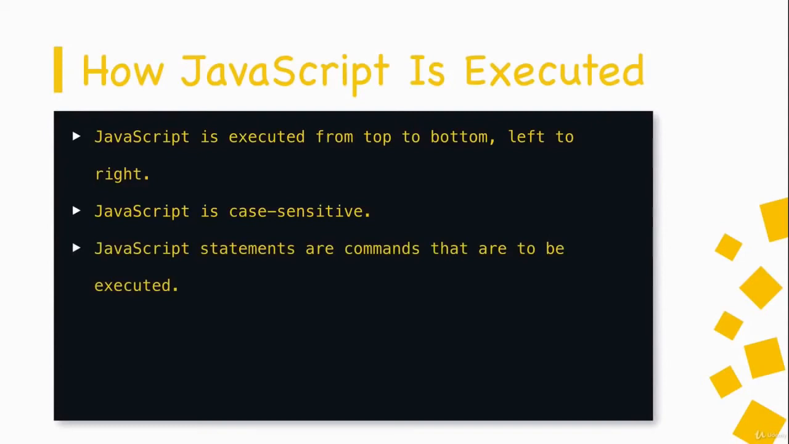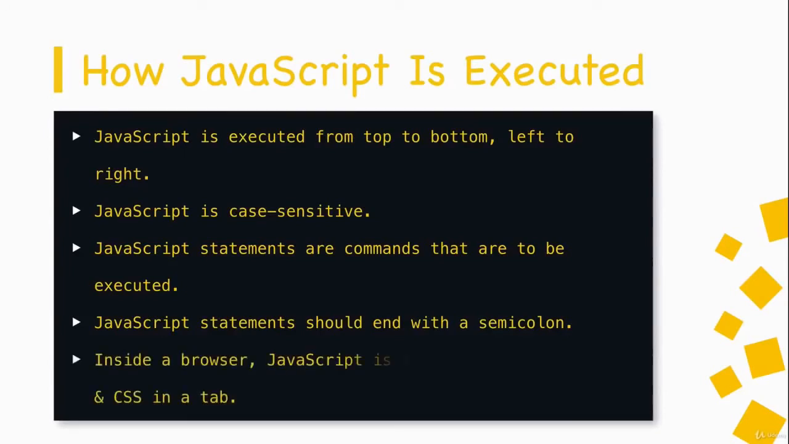JavaScript statements are actually commands that are executed by the browser or the interpreter. So in JavaScript, you can think of each statement as a different command, or instruction, that tells the browser to do something. JavaScript statements should end with a semicolon. Now in some cases you might be able to skip this and the code might still work. However, as good practice, you should always end a statement with a semicolon. This makes the code more readable and manageable.